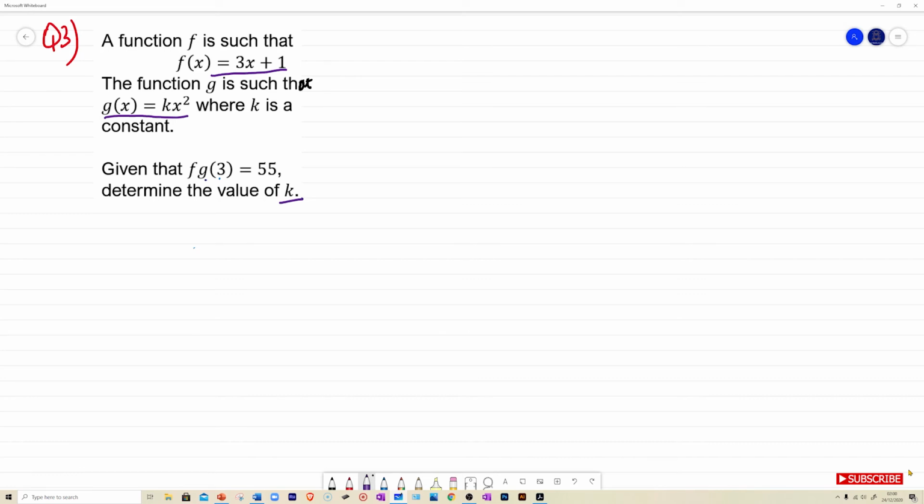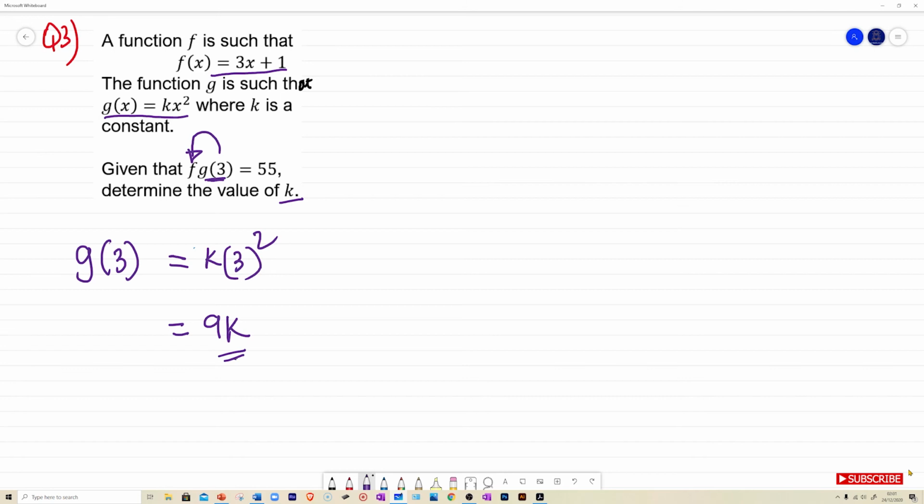Now the good thing, we're told g of 3 here. So we can find what g of 3 is. Get that and use that as input into f. Okay, so let's find g of 3. Remember, you need to work from the inside and go outwards. So g of 3, the definition for g of x is kx squared. We don't know what k is, but we know x is going to be 3 and it needs to be squared because that's our definition. G of 3 is going to be equal to 9k.